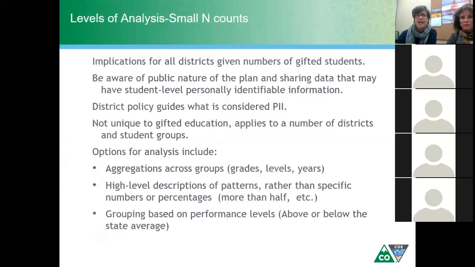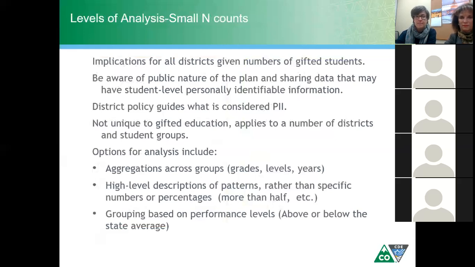Definitely consider looking at high-level description of patterns rather than specific numbers. So rather than saying 20%, which is 1 of 5 kids, you could say less than a quarter, more than a half. Again, speaking more in those aggregations or pattern descriptions.